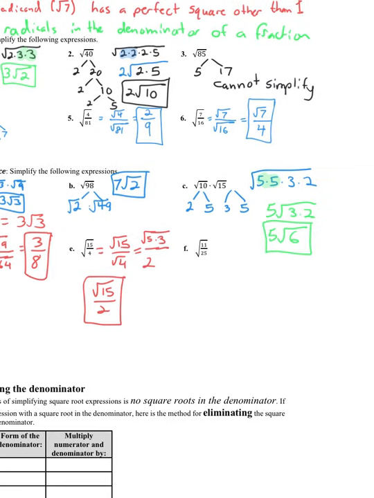And then last one, part F, square root of 11 over square root of 25. 11's a prime number, so that's done. Square root of 25 is 5. So we would just simplify it like that.